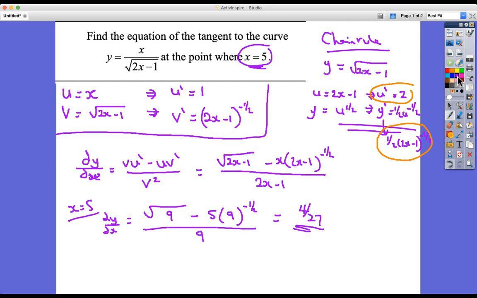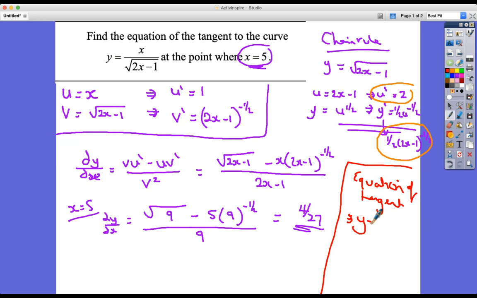So that's in a different colour, so it stands out. I've got part of my equation of the tangent, which is ultimately what I'm wanting to find. So equation of the tangent is y equals 4 over 27x plus c. And I'm not quite there because I need to find the c. And I'm not going to be able to find the c unless I know the actual coordinates of this point.